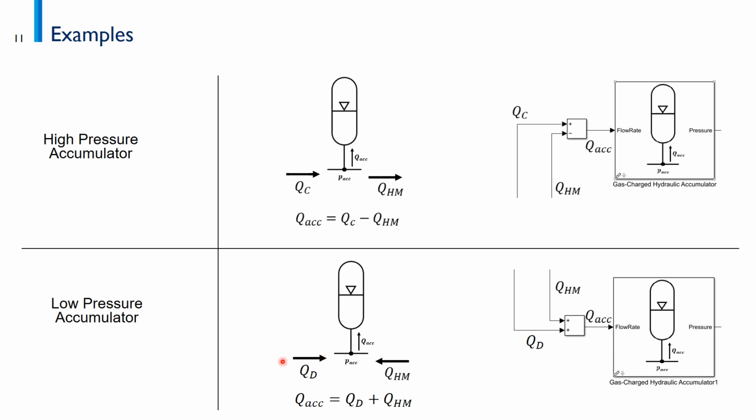So here we can see the difference with the low pressure accumulator. In the low pressure accumulator, the flows have different directions, and if I apply again the conservation of mass in this node, this is what I can have to calculate the flow in the hydraulic accumulator. And that's why I need to put this block here to calculate the flow in the hydraulic accumulator based on this equation and based on the specific application that I am trying to model.